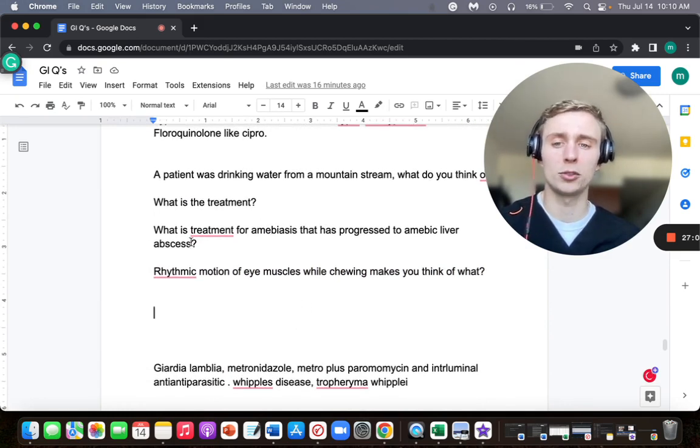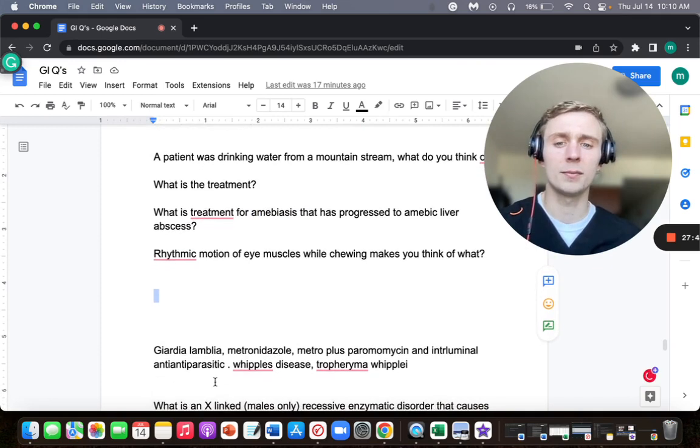So the first one, from a mountain stream, you're thinking of Giardia lamblia. And remember, that's different from traveler's diarrhea, so you have to pay attention to the vignette there. Treatment is metronidazole. What is the treatment for amebiasis that has progressed to an amebic liver abscess? That's going to be metronidazole, of course, plus paromomycin, which is an intraluminal antiparasitic. So just know paromomycin is an antiparasitic. So you remember, just add that if you have a parasite such as amebiasis.